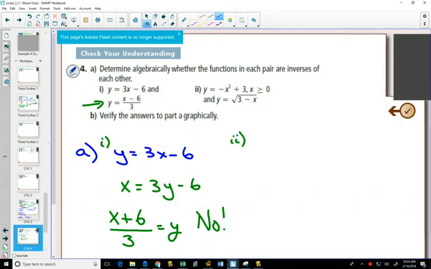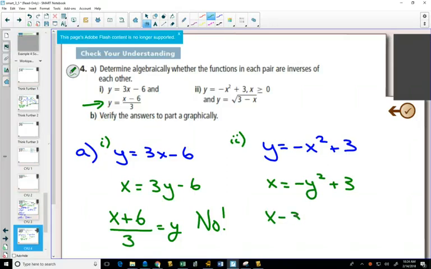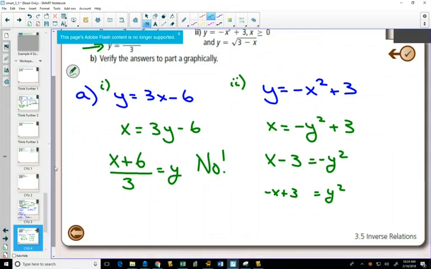In the second one, we can do the same thing. Here is the equation that we start with. If I switch the x and the y, move my 3 over, multiply by -1, and then square root both sides.